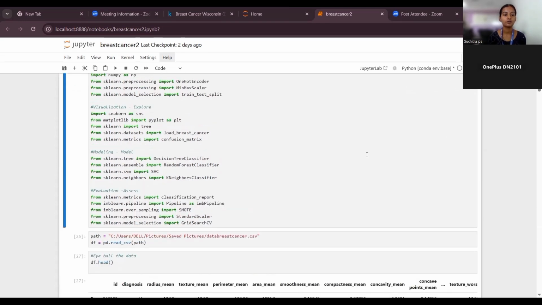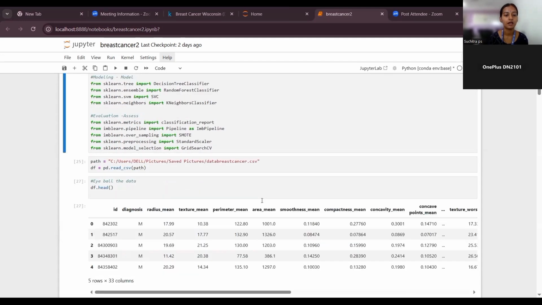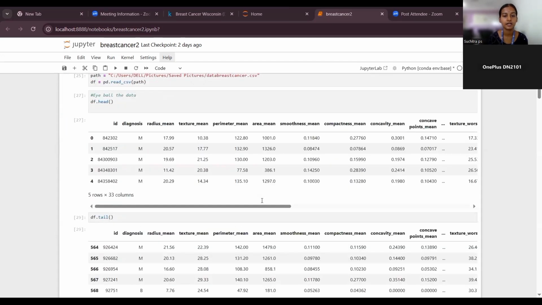In this paper, cross validation was not done. Here we did the cross validation for these models, and these are the libraries we imported, and this is the dataset we have taken.